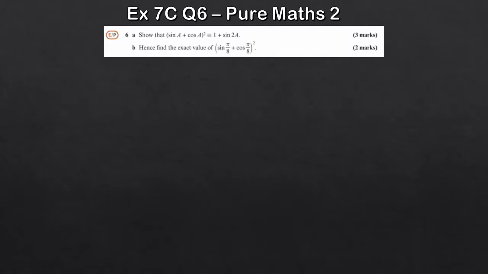We've got to show that Sine A plus Cos A all squared is identical to 1 plus Sine 2A. So, where do we begin with this one? Well, the only place we can really begin, if we consider the left hand side here, is by just squaring the expression. So Sine A plus Cos A times itself again. So that's Sine A plus Cos A all squared, just times together.